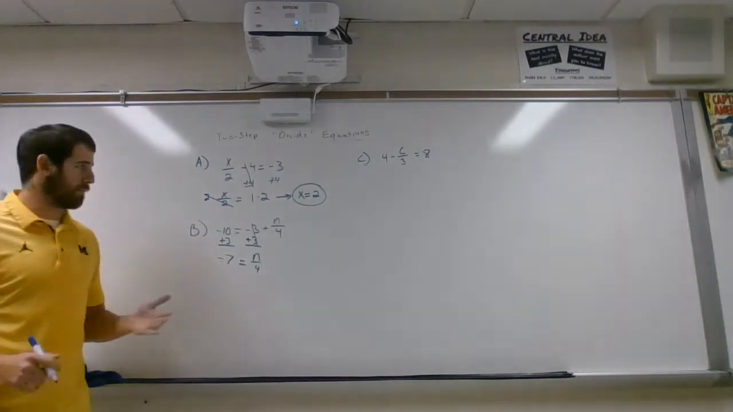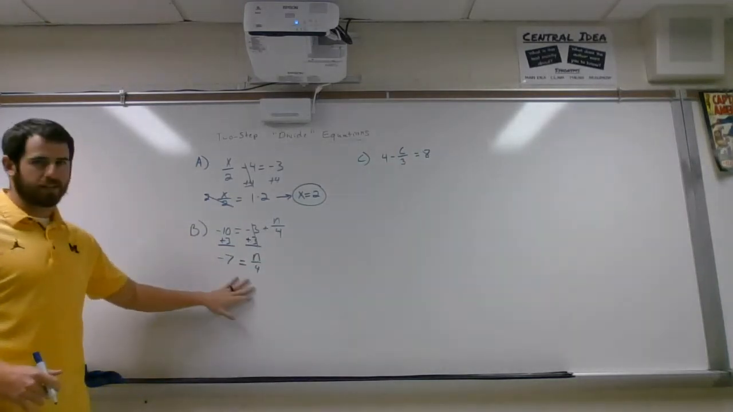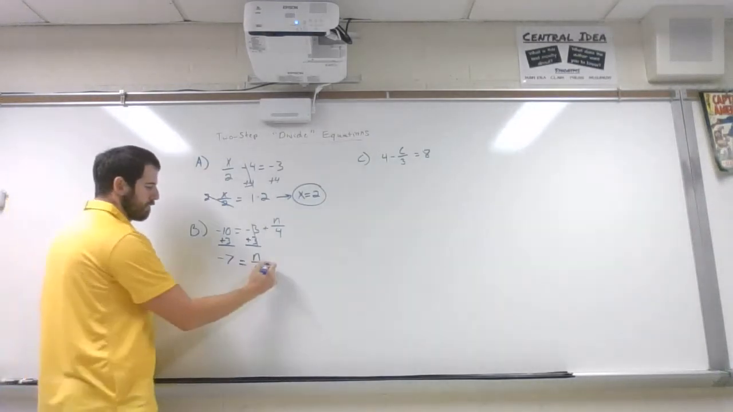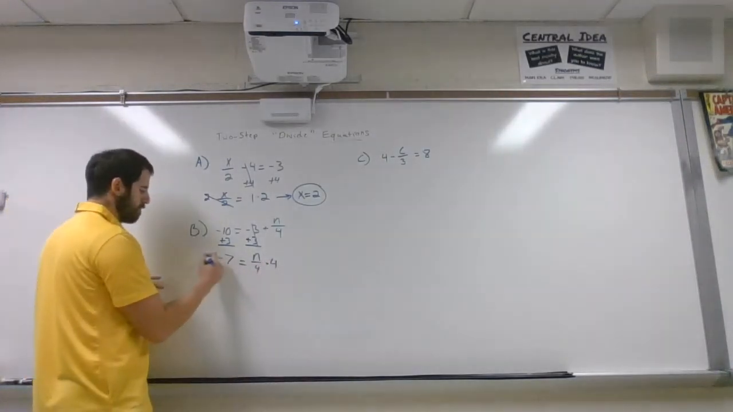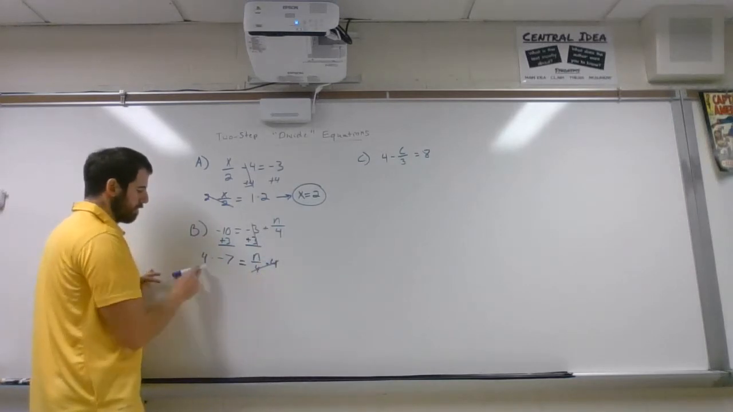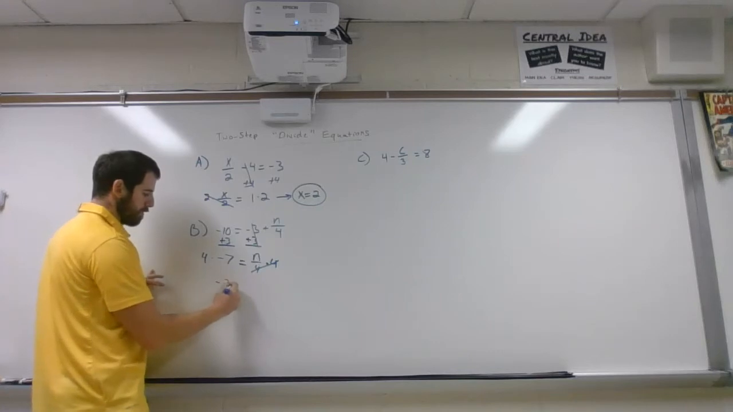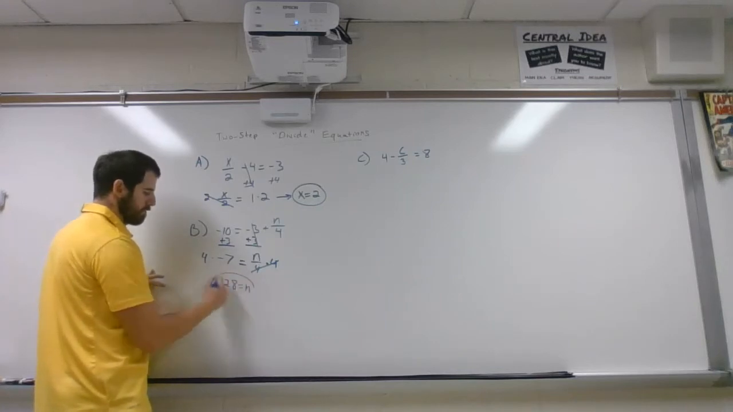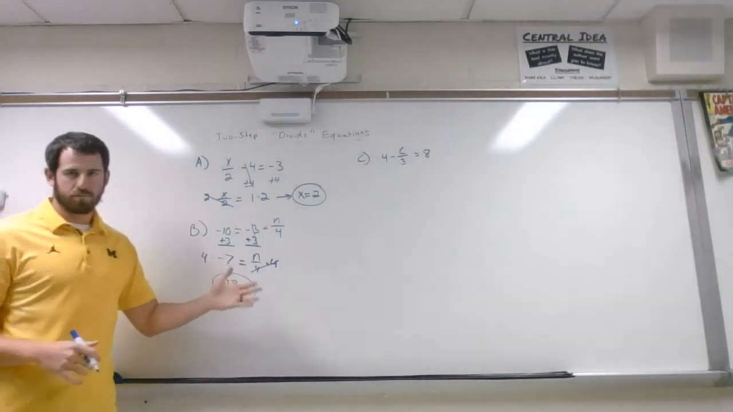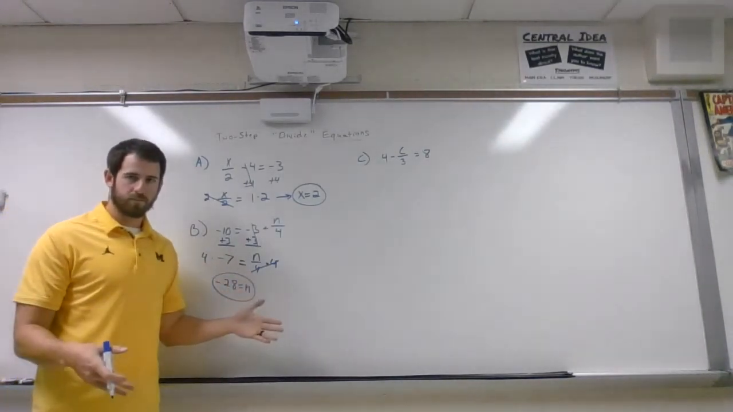And then again, the last step here, which you won't have a lot of times. Most times, the last step will be to divide. But here, we're going to multiply by 4. They're gone on the right. 4 times negative 7 will give me a negative 28 equals n. Okay? Try C on your own. Pause the video, try it.